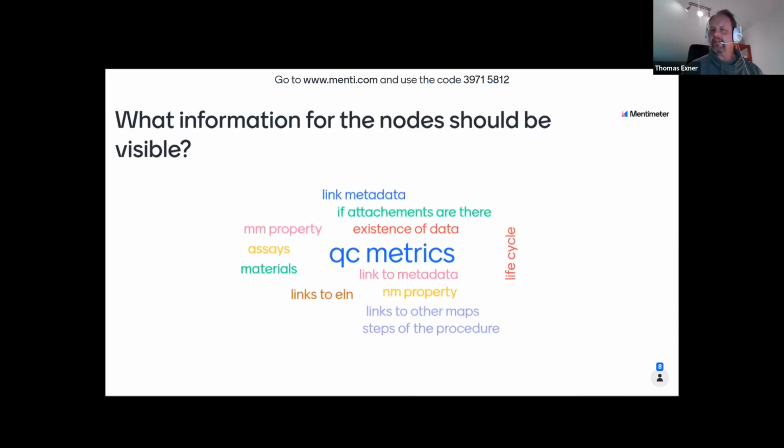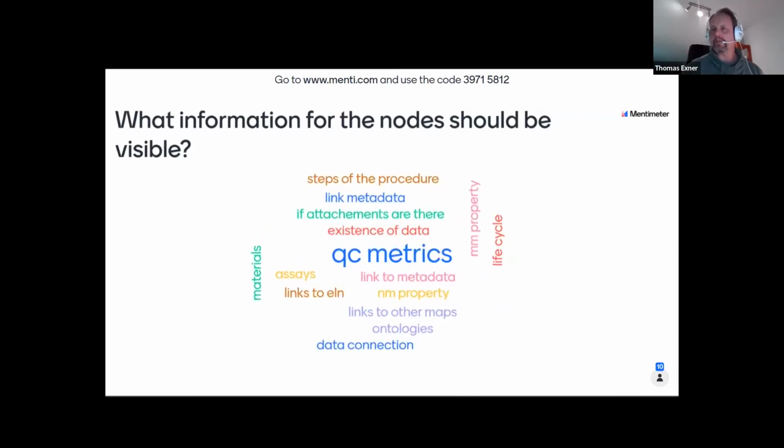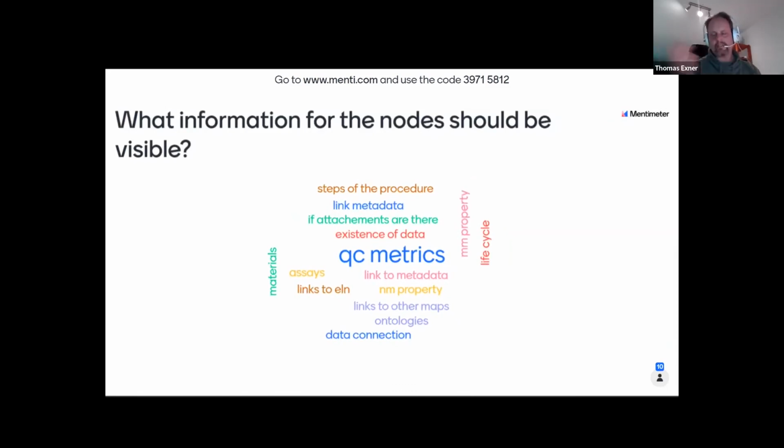Life cycle, okay, that's good. Materials, we have assays. Names of assays is probably what is meant there, which is good. Links to other maps. These are the links which are in there. Perhaps we can find some way that you don't have to click on properties, that this is really in the box already. We have to think about that.